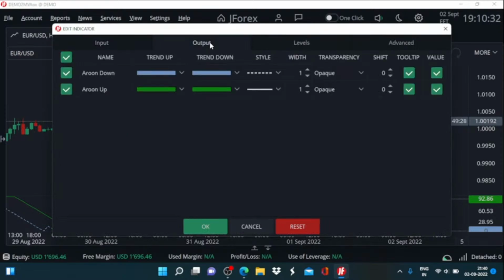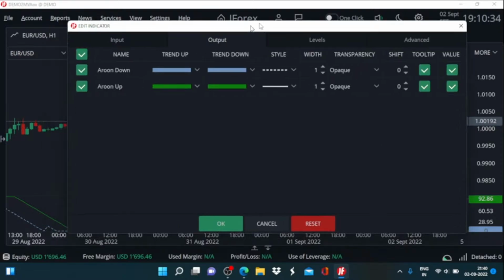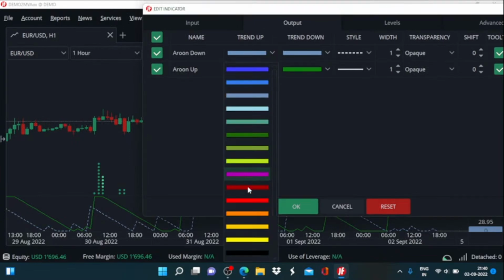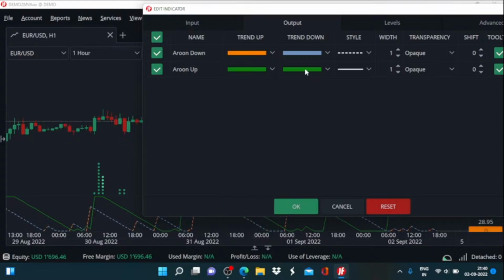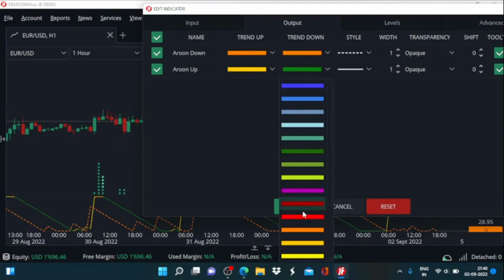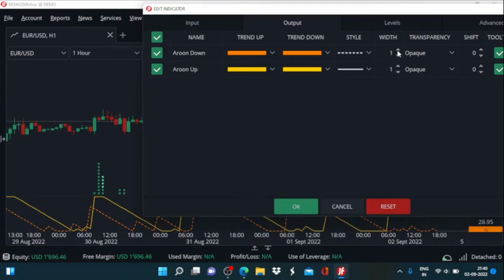Coming to its output, you can style it up. You can go for a different color combination if you don't really like this blue and green combination. So all these options are there. If you want it to be brighter, you can do that. You can go for a bright yellow and orange combination.